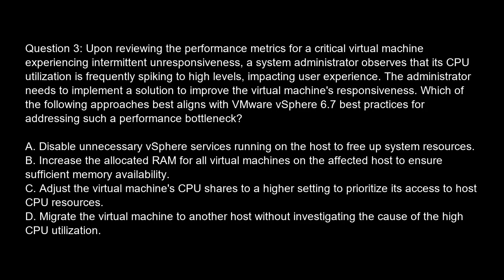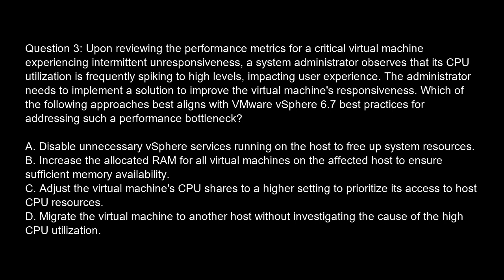Question 3. Upon reviewing the performance metrics for a critical virtual machine experiencing intermittent unresponsiveness, a system administrator observes that its CPU utilization is frequently spiking to high levels, impacting user experience. The administrator needs to implement a solution to improve the virtual machine's responsiveness. Which of the following approaches best aligns with VMware vSphere 6.7 best practices for addressing such a performance bottleneck?